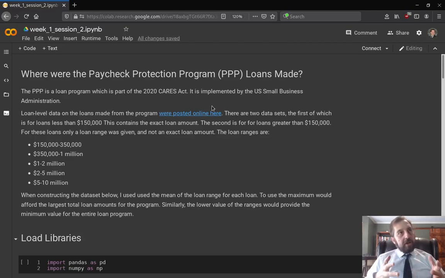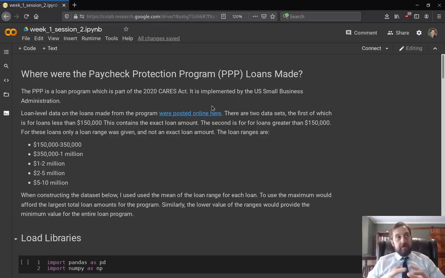In this session, we're going to use Pandas to analyze the Paycheck Protection Program data. Specifically, we're going to take a look at where the loans were made, what's the average size of the loan, and so forth. As a bit of background, the Paycheck Protection Program, or the PPP, was a loan program in response to the COVID crisis.